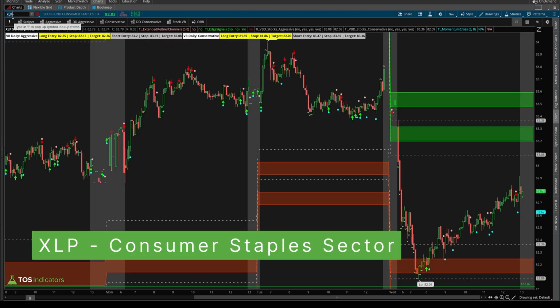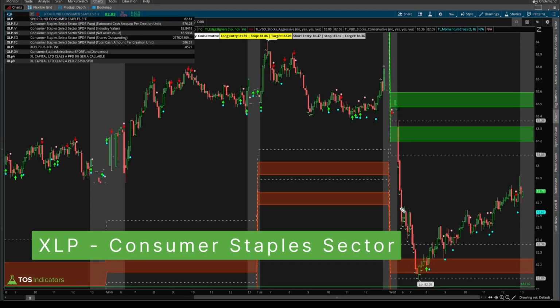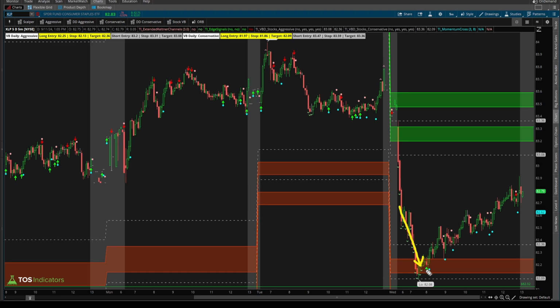Next up, we have XLP. XLP here, same idea, sold off into our aggressive clouds here. Unlike XLF and XLI, we didn't fall to the conservative, and we didn't see the same degree of follow through. A little bit less volatility inside of consumer staples, but still volatility that you could capitalize on for at least a T1 and a nice winner into the close, just taking it off there.